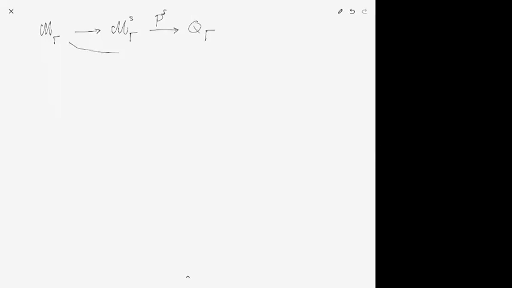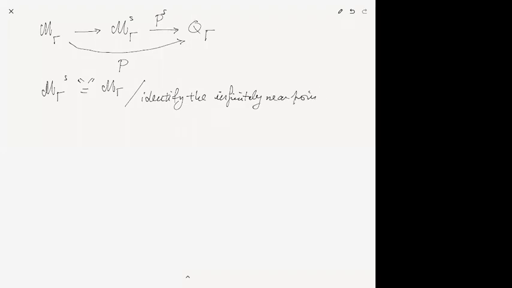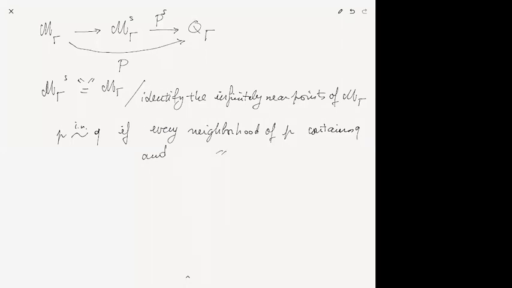The period map will factor through this. This here is the period map, and M gamma S is now Hausdorff. M gamma S is basically M gamma modulo, so you identify the infinitely near points of M gamma. And by that, what do I mean? I mean that a point P is infinitely near to Q if every neighborhood of P contains Q and vice versa.